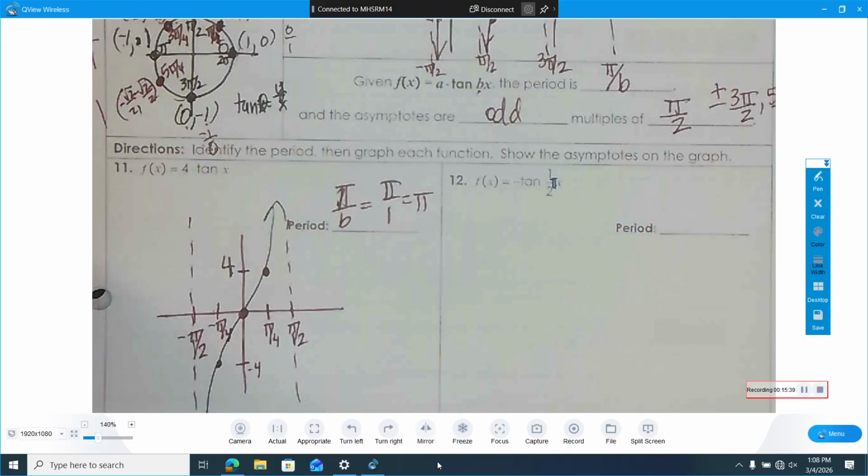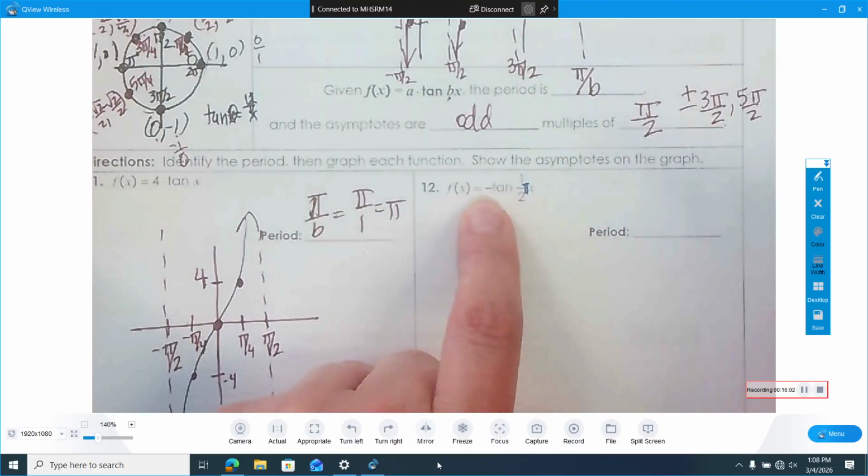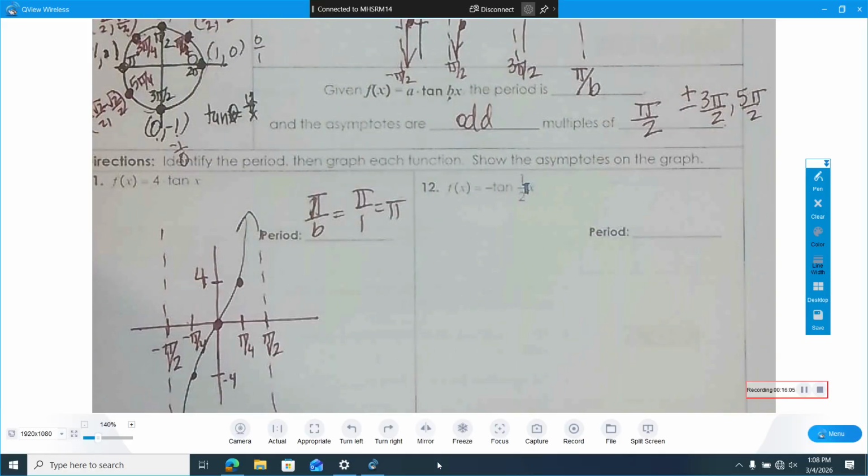Could you graph this on your calculators? Probably. Yeah, probably. But let's go and try the next one here. You'll notice I squeezed in a pi here because I wanted it to be a little different. So this is negative tangent of 1/2 pi x. What's the negative going to do to my toes to nose graph? Flip it! Yes, so it's going to flip it and become a decreasing function.